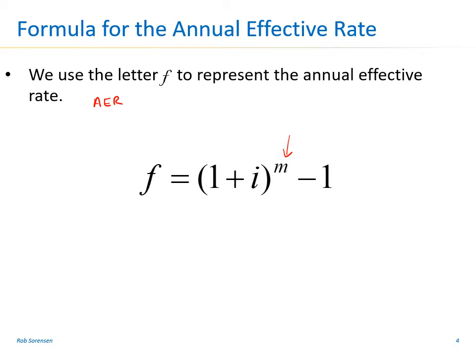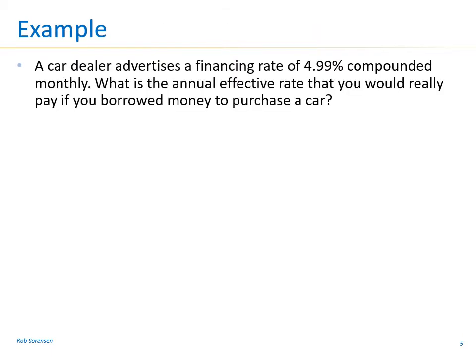Let's go ahead and try it out. A car dealer advertises a financing rate of 4.99% compounded monthly, and a lot of people might read that big ad in the newspaper and go, okay, just under 5%, that's not too bad. But we know that the monthly compounding is going to have an impact, isn't it? It's going to charge us a little bit more interest. So what is really the annual effective rate that we're going to pay if we borrow money from this dealer to buy the car?